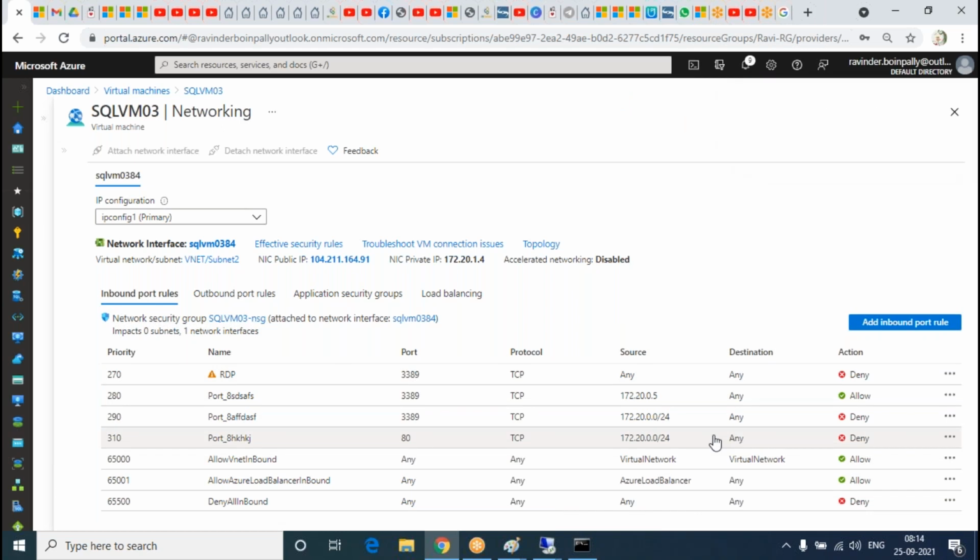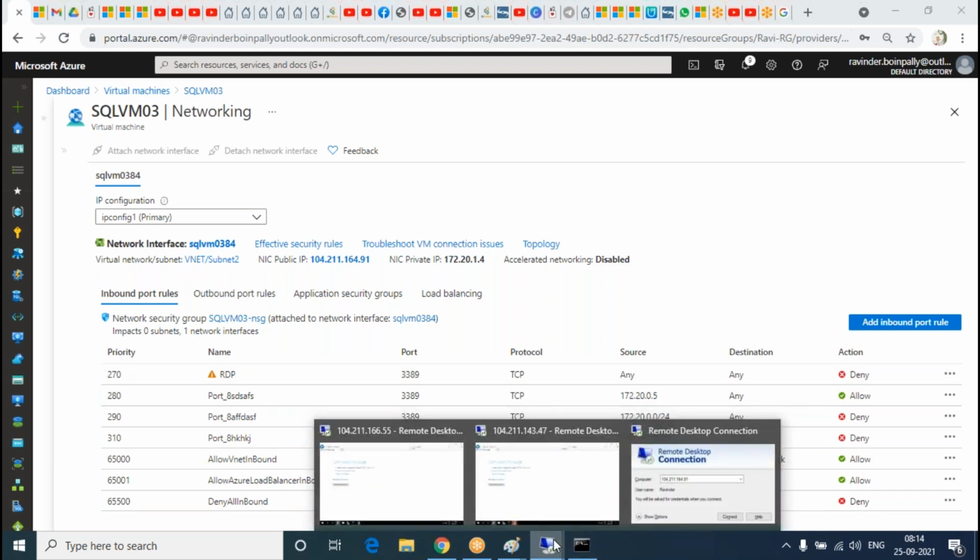So it will deny the RDP, right? Because this is the first priority. Right. Everybody denied. If you look at the first one, everybody is denied with this because the first rule itself is blocking every RDP. This one is allowed, right? 280 is allowed, but still that also won't communicate because it's not only any source. It doesn't matter. It has to be denied internally.